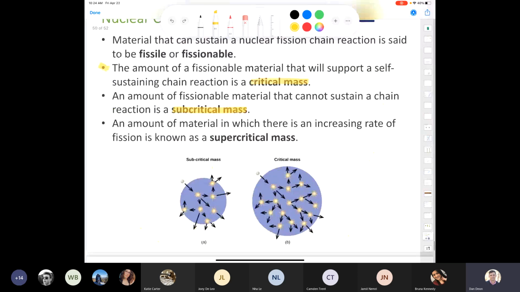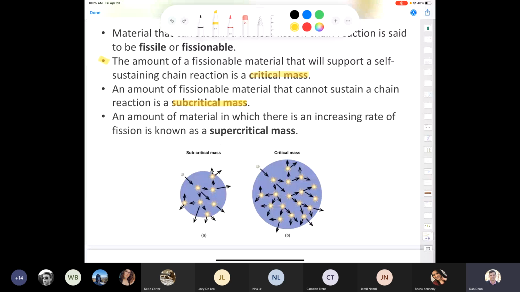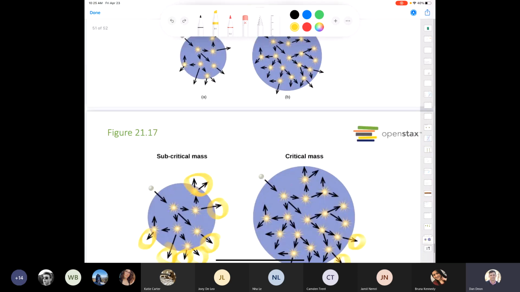Now, a supercritical mass, that's when you've got so much that the rate of the chain reaction keeps increasing and increasing and increasing, okay? So those are the differences between the three: the critical mass, subcritical mass, and supercritical mass. But I want to focus on the two that I have highlighted here for just a second, the critical mass and the subcritical mass.